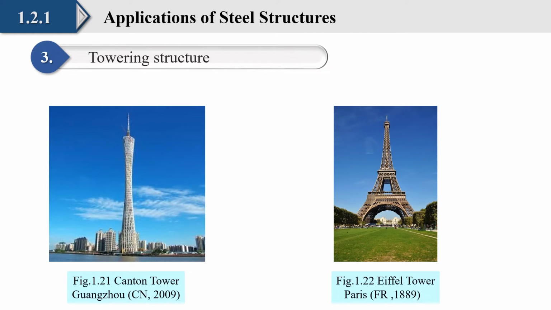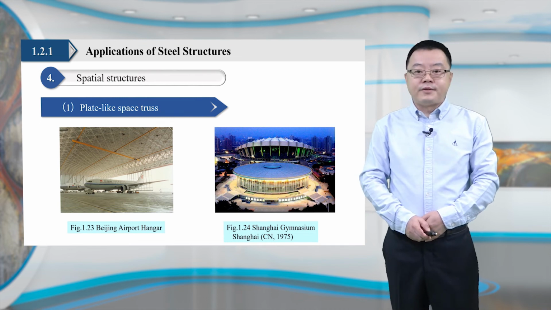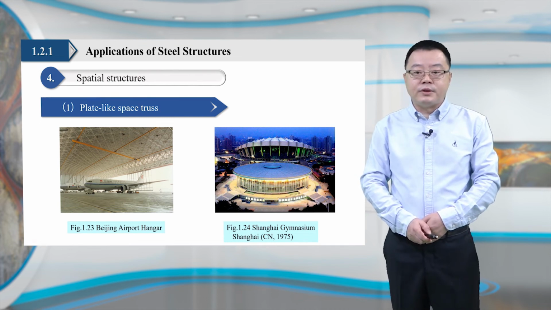The third main application area of steel structures is tower structures. Many towers in the world are already sightseeing spots or landmarks. With the development of the social economy, more and more steel structures began to be used in the field of special structures.